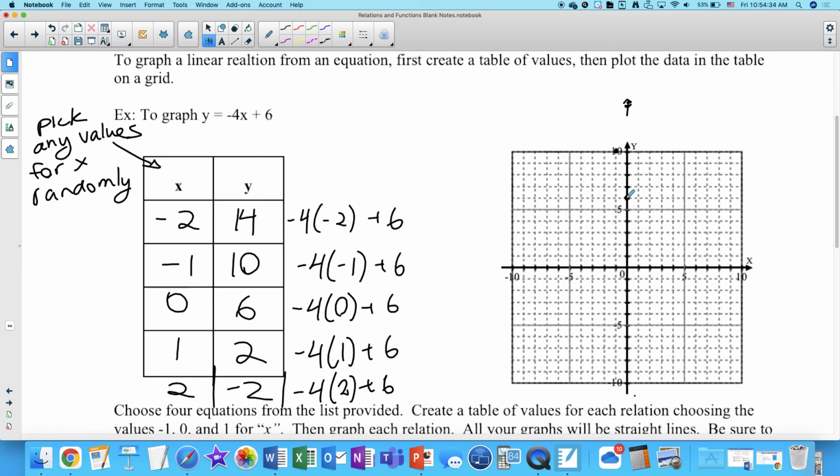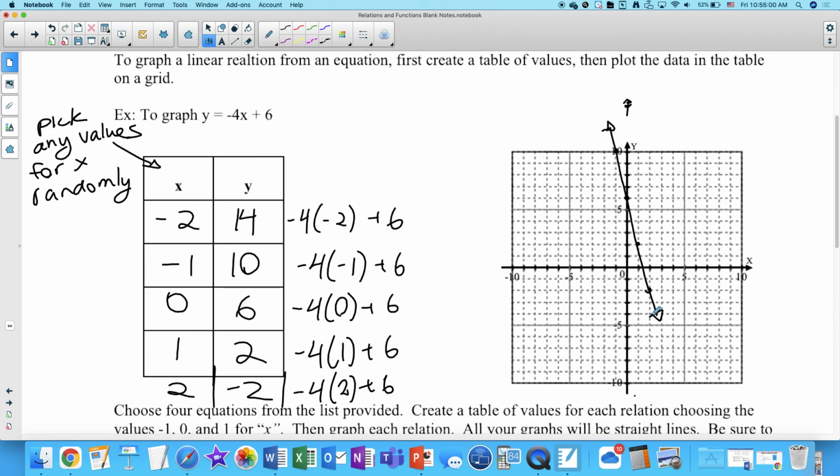There we go. And also put arrows on the ends of the line, because this actually keeps going, right? We're just seeing a snapshot of it within this grid, but this is a line that goes on infinitely. So we show that with arrows on the end. Okay? All right, questions? Yes?